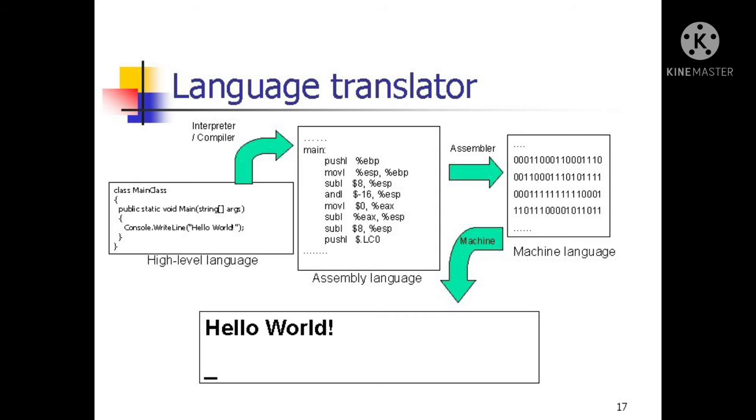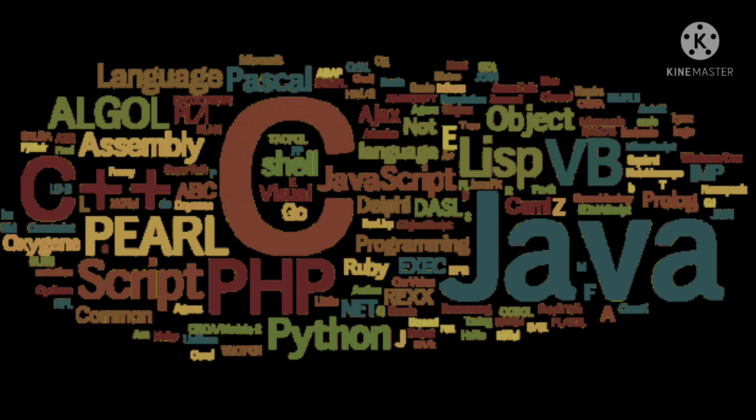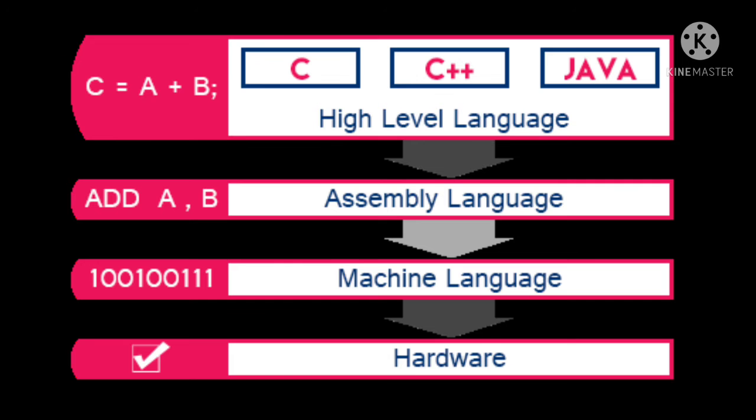The examples of high level language are C++, C, Java, Fortran, Pascal, Perl, Ruby, and Visual Basic. Now students, we are going to see some high level languages. In that first one is Java.